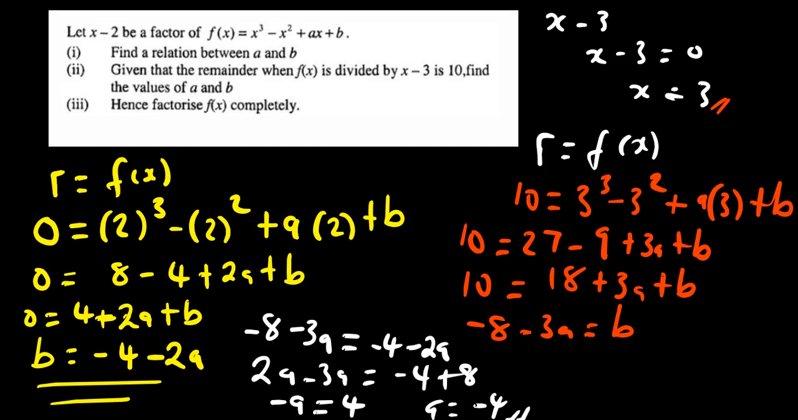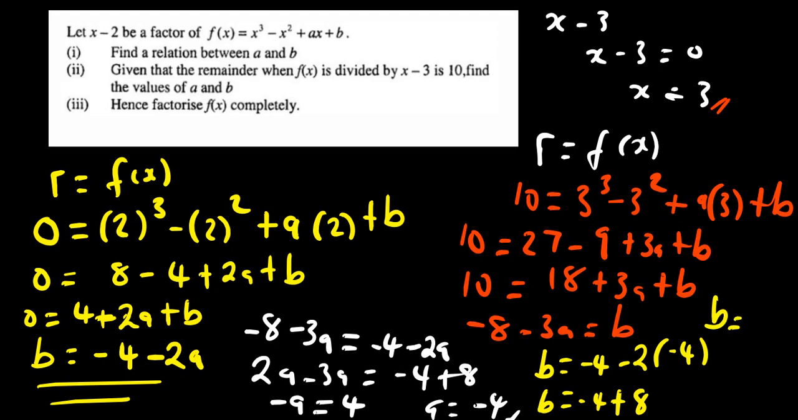Now that we found that a is equal to negative 4, how are we going to find our b? We just get any expression. We can even get this one: b is equal to negative 4 minus 2 times a. Our a we found is negative 4. So b is equal to negative 4, negative 2 multiplied by negative 4 is a positive 8, so b will just be equal to 4.